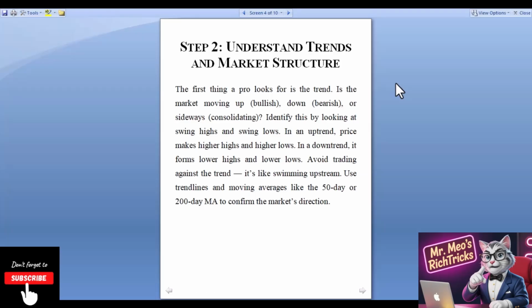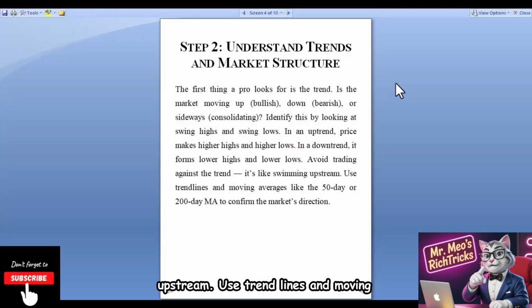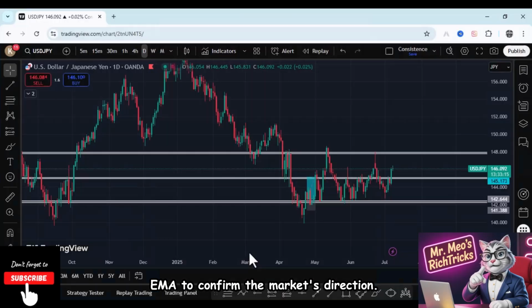In an uptrend, price makes higher highs and higher lows. In a downtrend, it forms lower highs and lower lows. So, avoid trading against the trend. It is like swimming upstream. Use trend lines and moving averages like the 50-day or 200-day EMA to confirm the market's direction.